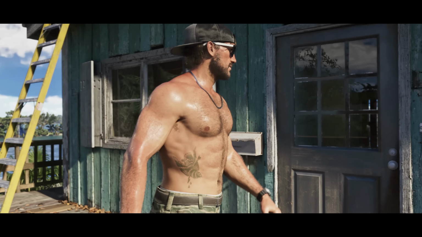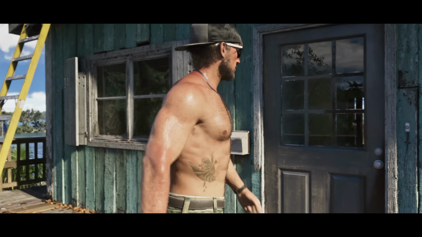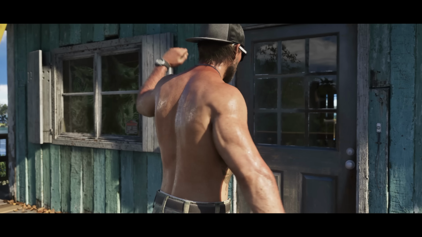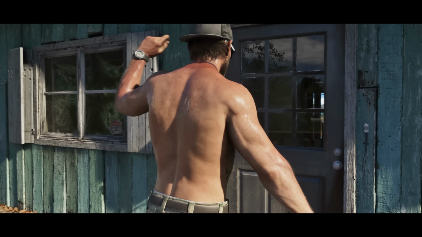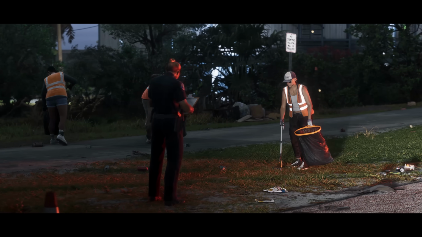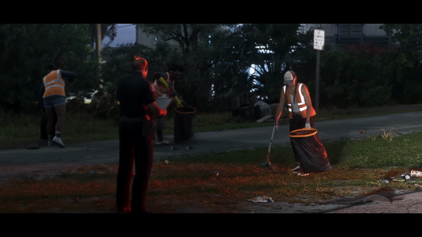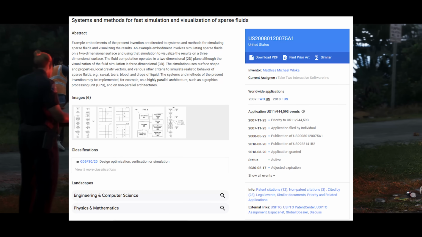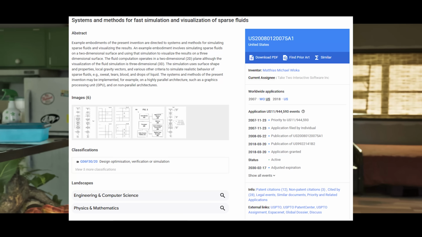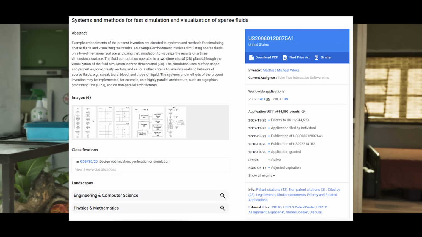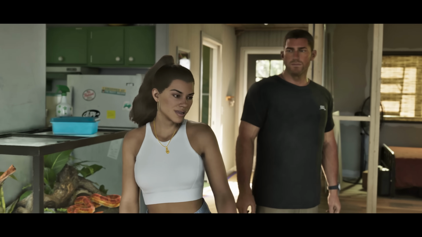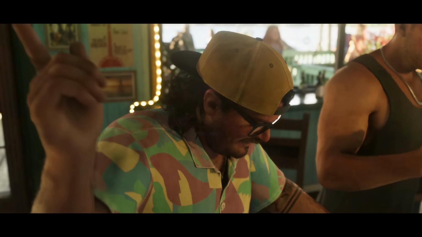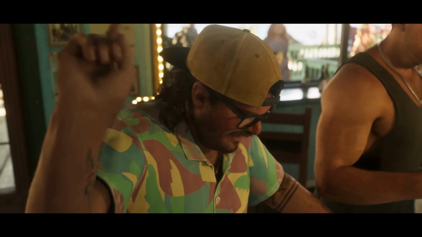And that sweat is the exact same technology as blood, which will be dripping down human bodies and even splattering on surface areas like cars, lampposts, benches, whatever it is. Because GTA 6's publishers in 2020, right when the game started production, filed a patent called Systems and Methods for Fast Simulation and Visualization of Sparse Fluids. Those are some big words, so I will explain what it is, because it's highly relevant to the development of GTA 6, especially its advanced graphics system.